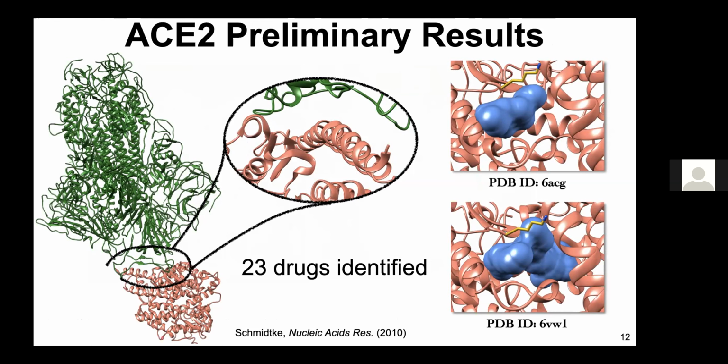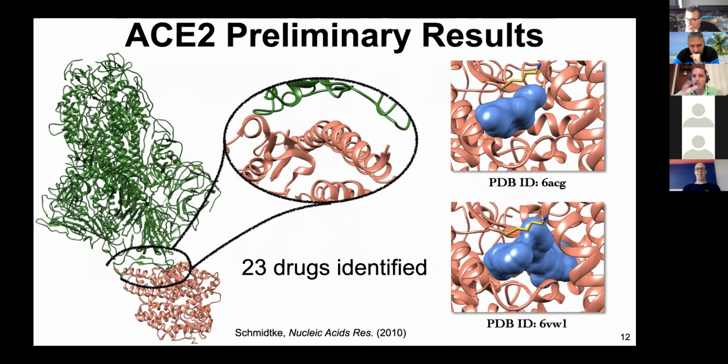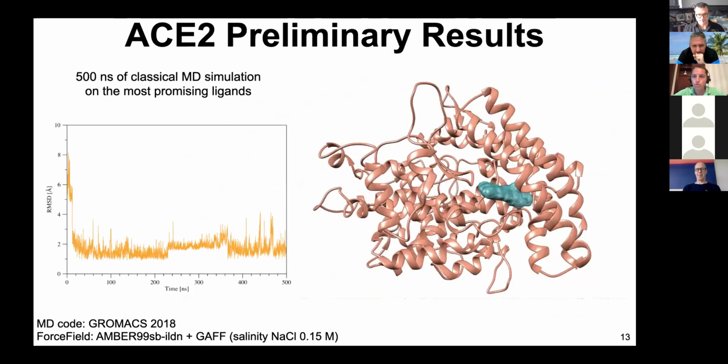Going towards the end of my presentation, I would like to share with you the very first, fresh, preliminary results that we achieved on the first target, which is the angiotensin converting enzyme 2. We have already identified 23 drug candidates that we are going to test experimentally in the following weeks, two months. This is the complex between the viral spike protein, shown in green, and ACE2, shown in pink. We identified a binding pocket facing the interaction site between the spike and the ACE2, and we targeted this binding pocket. In doing so, we have identified 23 potential drug candidates. I show you just a simulation of one of the most promising ones.